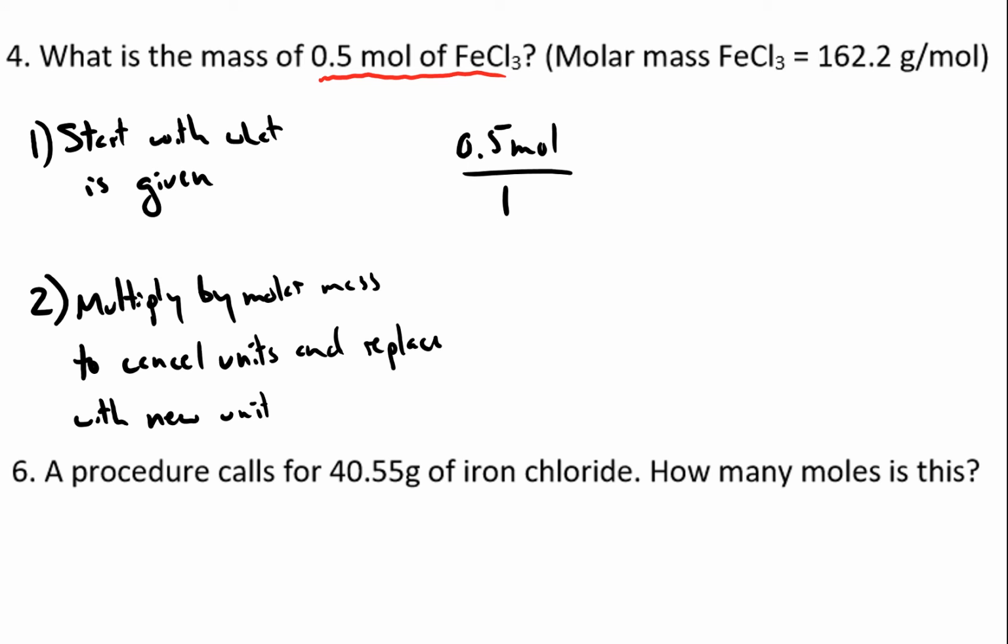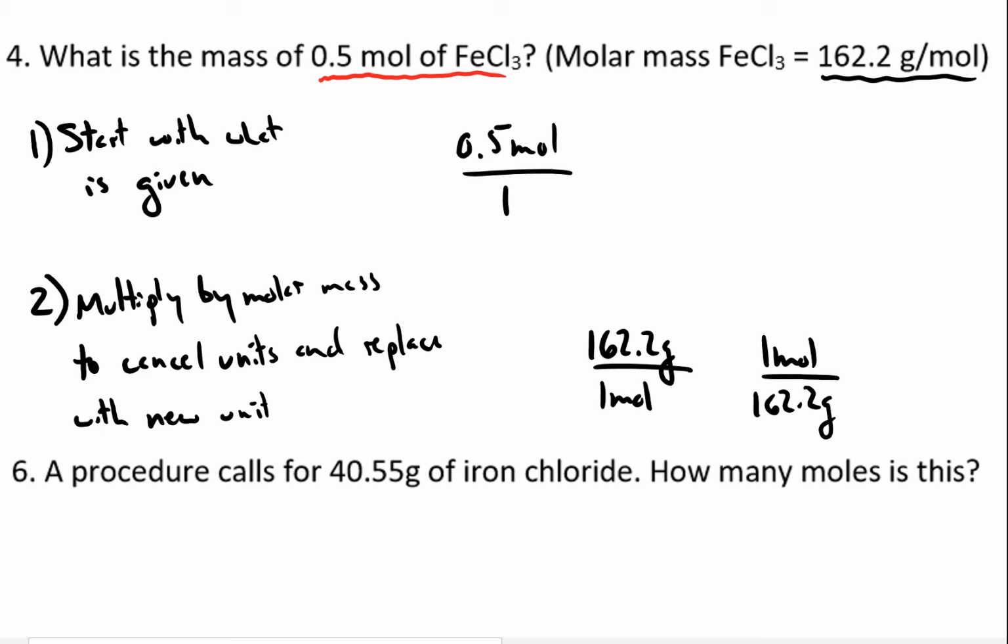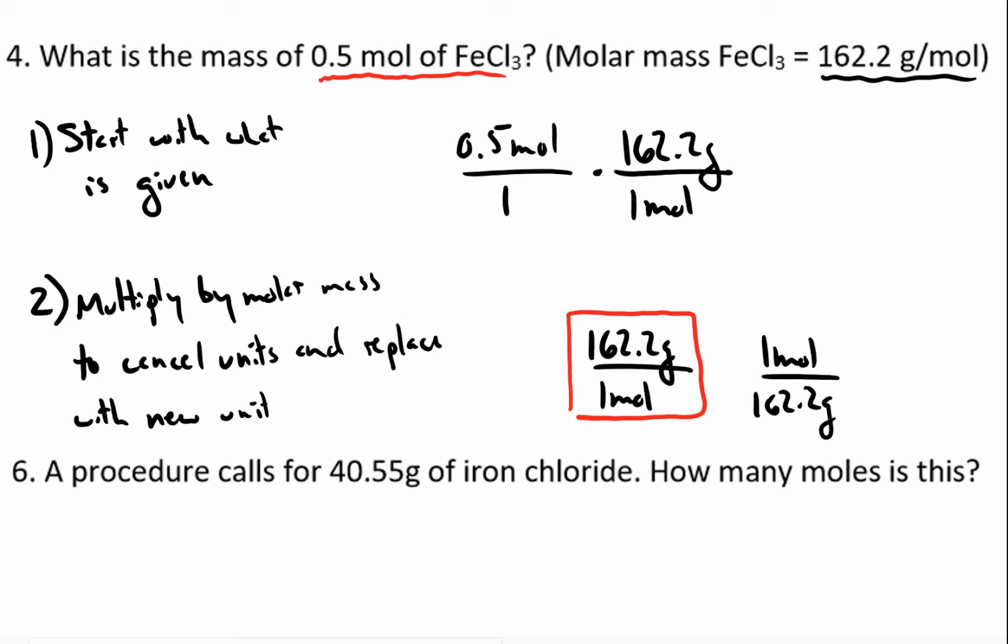In this instance, I can write the molar mass two different ways. I can either write it as 162.2 grams per 1 mole, or as 1 mole over 162.2 grams. Take a minute and look at which one of those will best work, where if I multiply what I'm given, the moles will cancel and they'll be replaced with grams. Hopefully you picked that first fraction. If we multiply by 162.2 grams over 1 mole, my units of moles will cancel, and I'll be left with just units of grams.